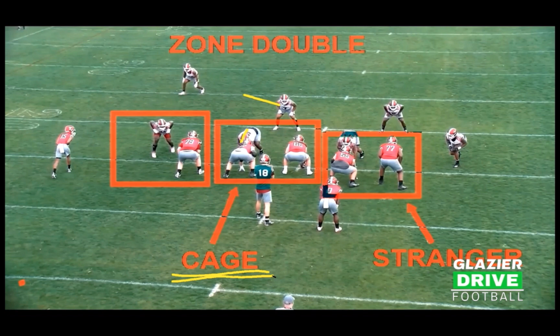On the backside, again, this is a sting, but because it's a zone double, because he's not in between us, we would call that a stranger. You call that a sting or a stranger. If you want to get more descriptive, you call it a stranger.